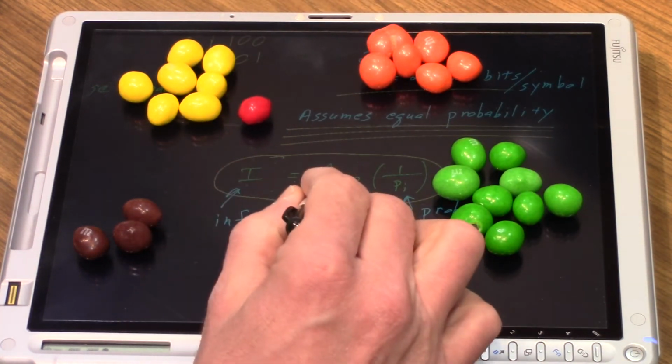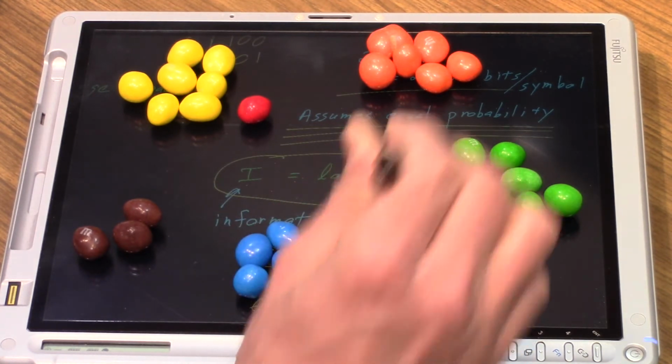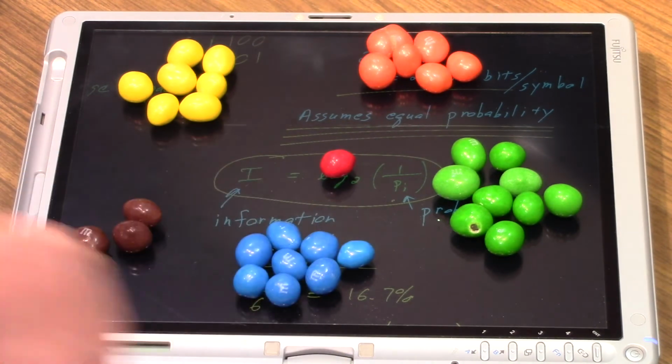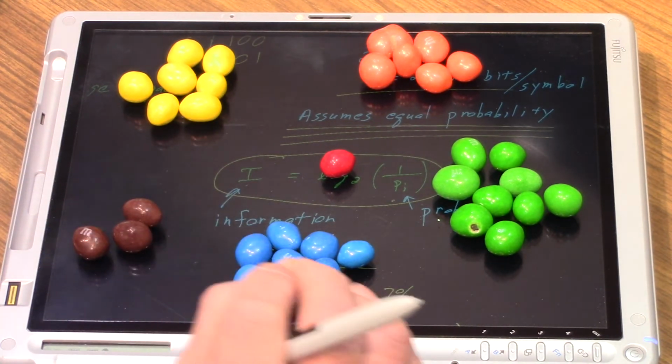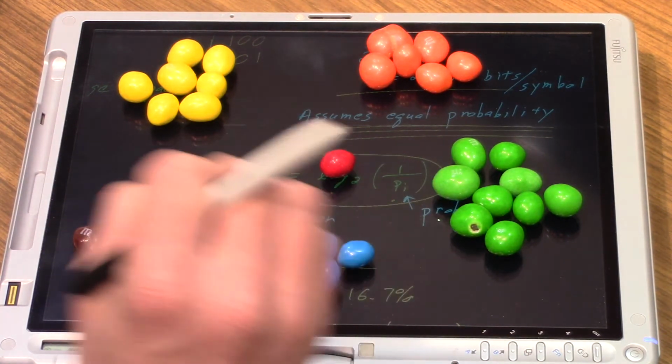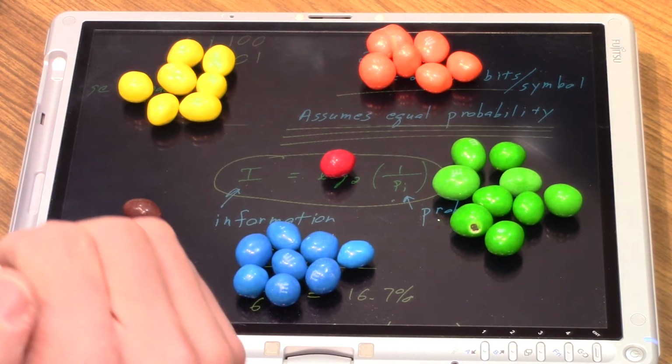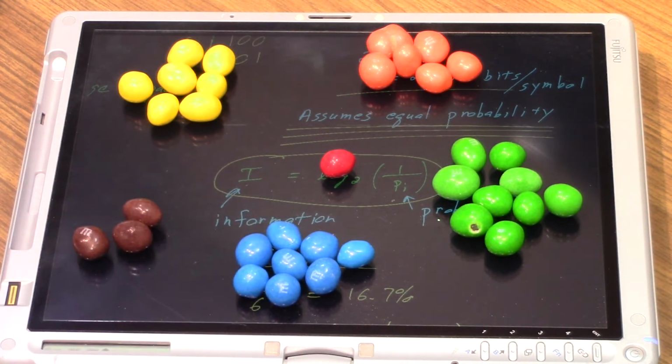So the information is log base 2 of 1 over the probability. And if you were to solve that, you would find that red, the one with the lowest probability, carries the most information. And the reason for that is because it's the one that you have to ask the most questions about. Let's look at it this way.